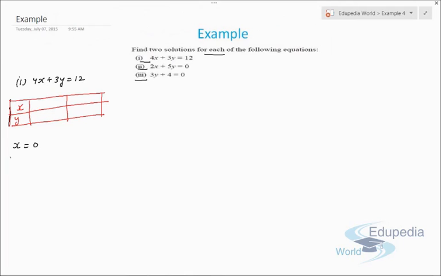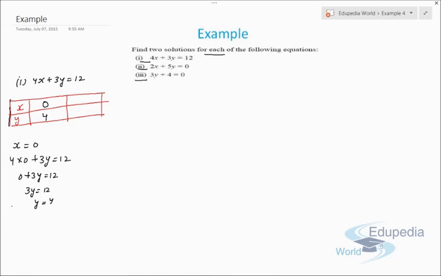What we get is 4 into 0 plus 3y equals 12. So 0 plus 3y equals 12, so 3y equals 12, so y equals 4. So for the corresponding value of x as 0, we are getting the corresponding value of y as 4.